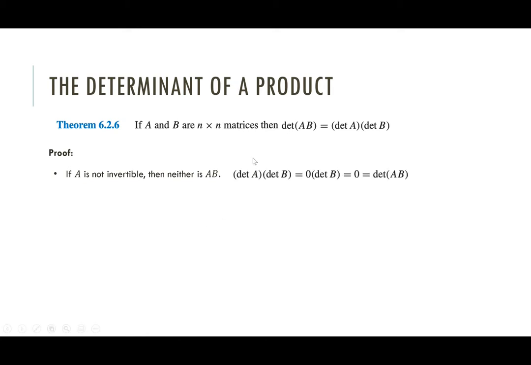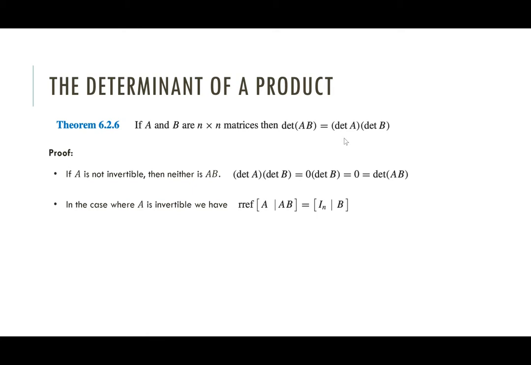So there we go. We get that the determinant of A times the determinant of B is going to be 0 times the determinant of B, which is 0. But then also, because AB is also not invertible, this determinant is 0. And we get this equality. All right, so what about in the case where A is invertible?